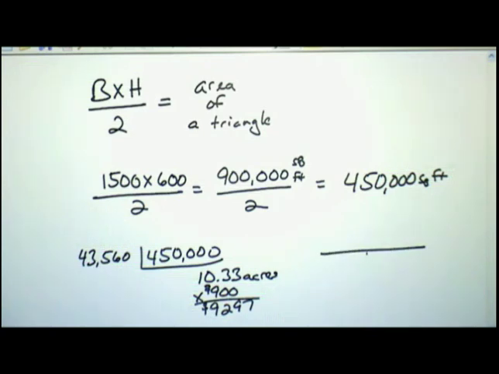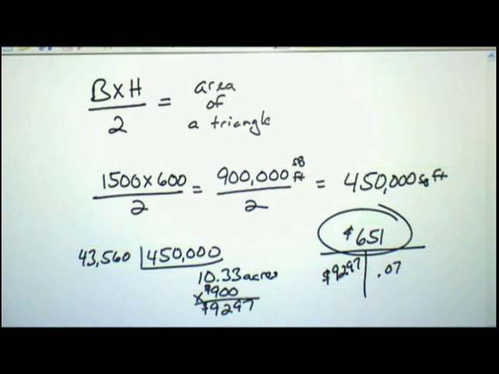So to find out the commission, I take $9,297 times 7%, and I come up with a commission of $651. Again, the problem isn't hard, it's just knowing how to work from front to back, and I need to know the sales price in order to figure out the commission, and in order to figure out the sales price, I need to find out the area of the lot.